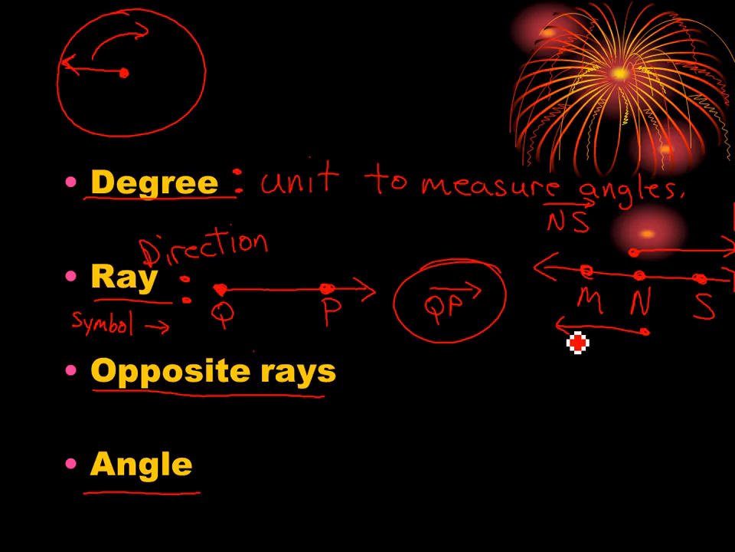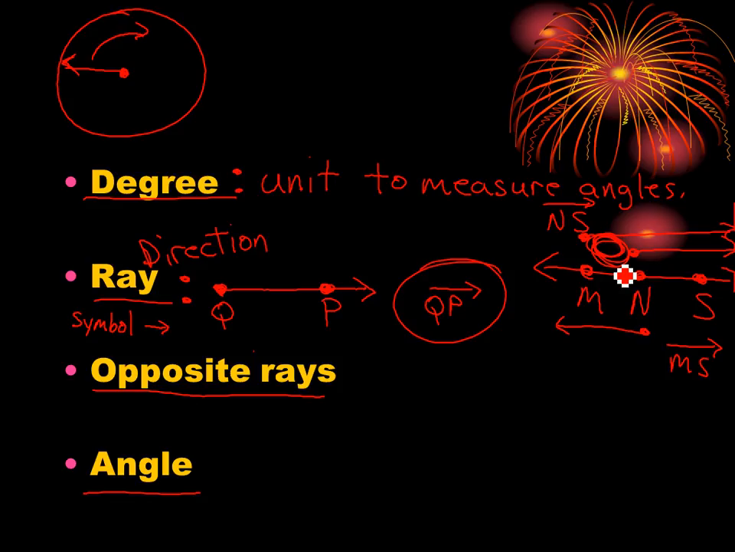Now, could you do this? Where's ray MS? Starts at M, goes out that direction. Is that the same ray as ray NS? No, it starts at a different spot, right? So ray MS includes all of this in here. The NS didn't. Now, does it share some of the same points? Yeah, because they both go out in the same direction.